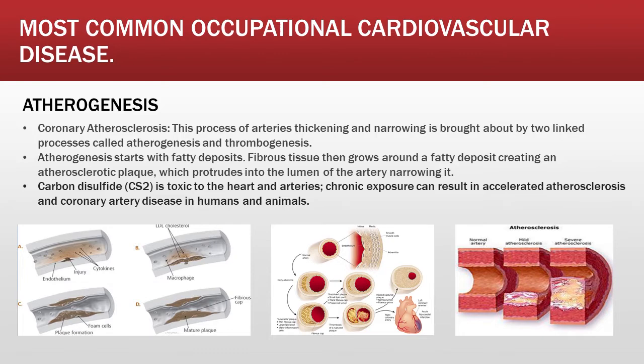The second occupational cardiovascular disease is atherosclerosis. Atherosclerosis starts with a fatty deposit. The process of arteries thickening and narrowing is brought about through linked processes called atherosclerosis and thrombogenesis. Fibrous tissue then grows around the fatty deposits, creating an atherosclerotic plaque which protrudes into the lumen of the artery and narrows it. Carbon disulfide is toxic to the heart and arteries. Chronic exposure can result in accelerated atherosclerosis and coronary artery disease in humans and animals.